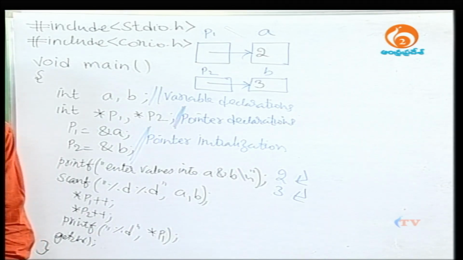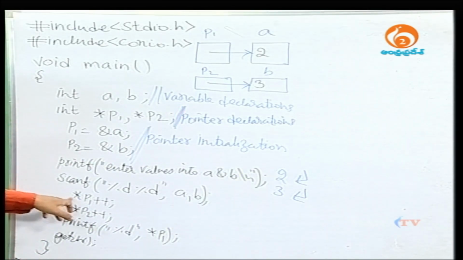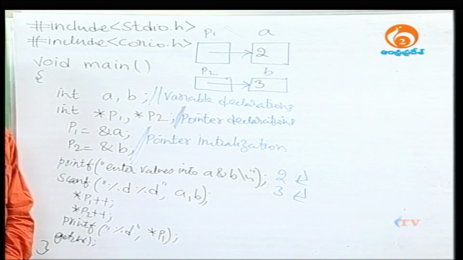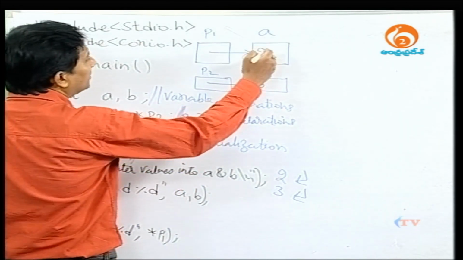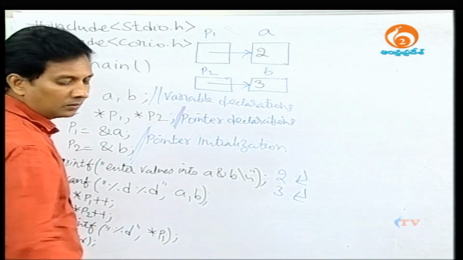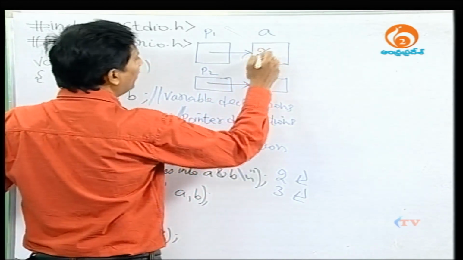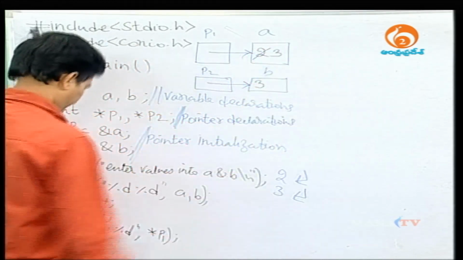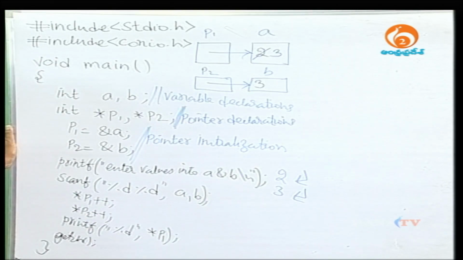Stored into B. Next, star P1 plus plus. Star P1 plus plus is nothing but a plus plus. Indirectly I am accessing and incrementing the value, which means A is incremented by 1. This is incremented by 1, so it becomes 3.